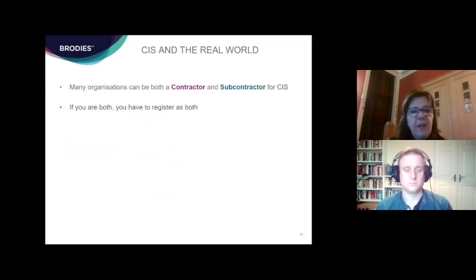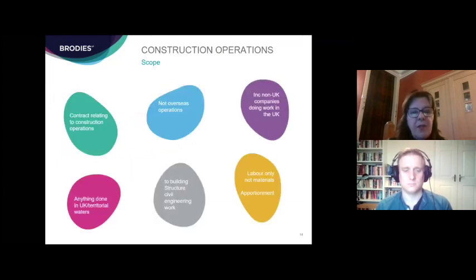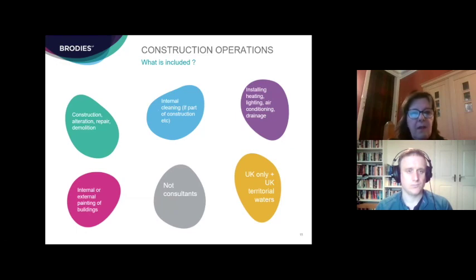Okay, moving on. I think we've dealt with that slide, so we move on to the next one. What does it cover? Well, it is not overseas operation, but it does include non-UK companies doing work in the UK. It's anything in UK territorial waters as well as on the land. And it's anything done to buildings, structures, civil engineering works, but it's labour only.